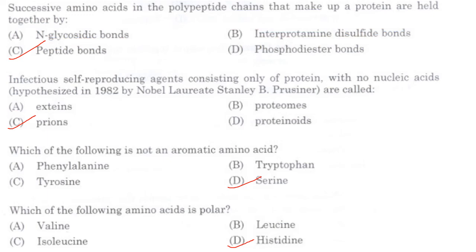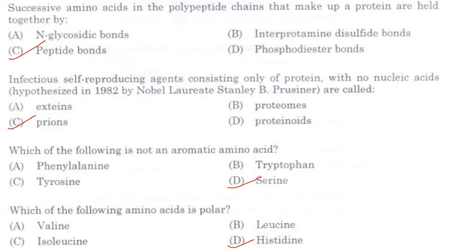Infectious self-reproducing agents consisting only of proteins with no nucleic acids, hypothesized in 1982 by Nobel laureate Stanley B. Prusiner, are called prions. Answer is option C. This was also a repeated question.